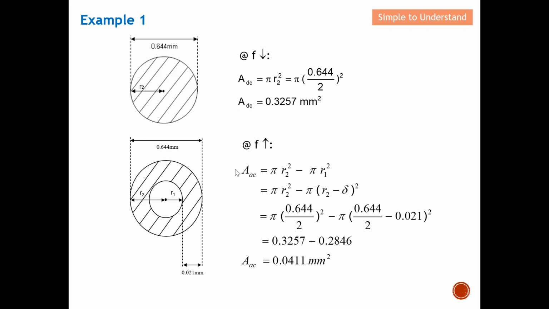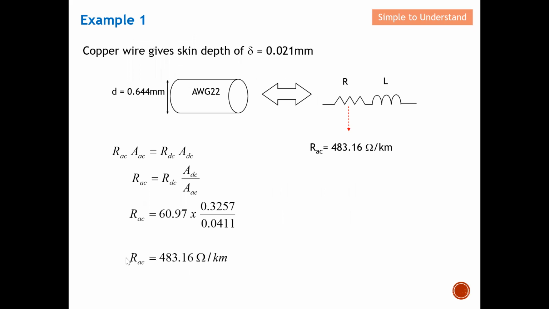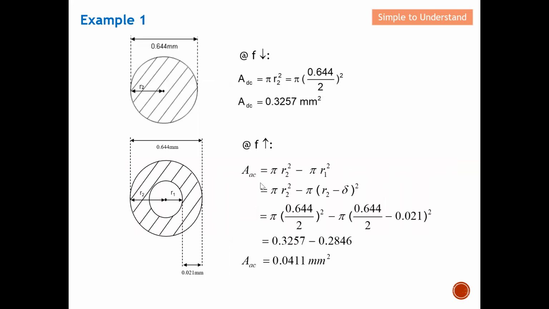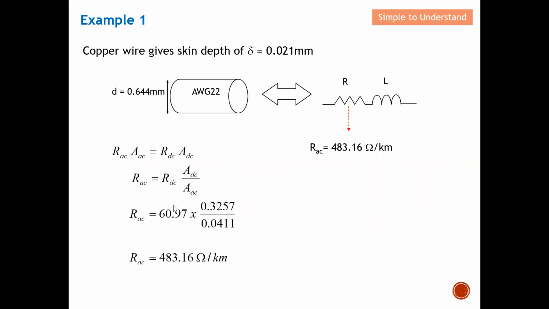Next, the objective is to find the resistance under the AC. These are all the equations that I introduced in the part 1 series discussion. This is the resistance under the DC, which I have shown to you. In fact, it is 60.97 ohms per kilometer. I'm not sure whether you still remember, it's over here from this AWG table. So under the DC it is 60.97 ohms per kilometer, and this is how I obtained it.